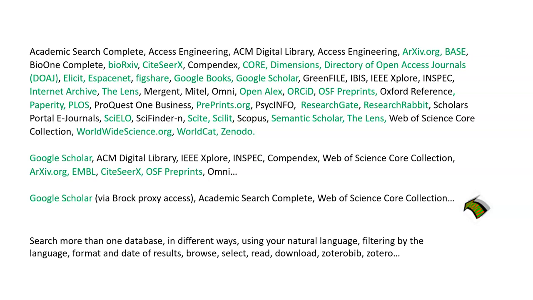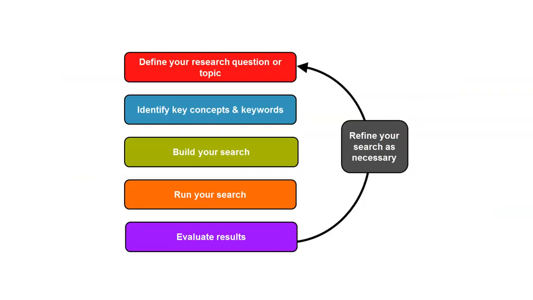Use filtering by the language, meaning you want things usually in English, format, meaning you're looking at scholarly peer-reviewed articles, and date of results, how far back do you want to look at. But browsing or serendipity is a research methodology. Select, critically evaluate, read the articles, download them in PDF format on your mobile device, and use Zotero or Zotero Bib to track them as you move forward as well. Essentially, this is the strategy that you're going to use.